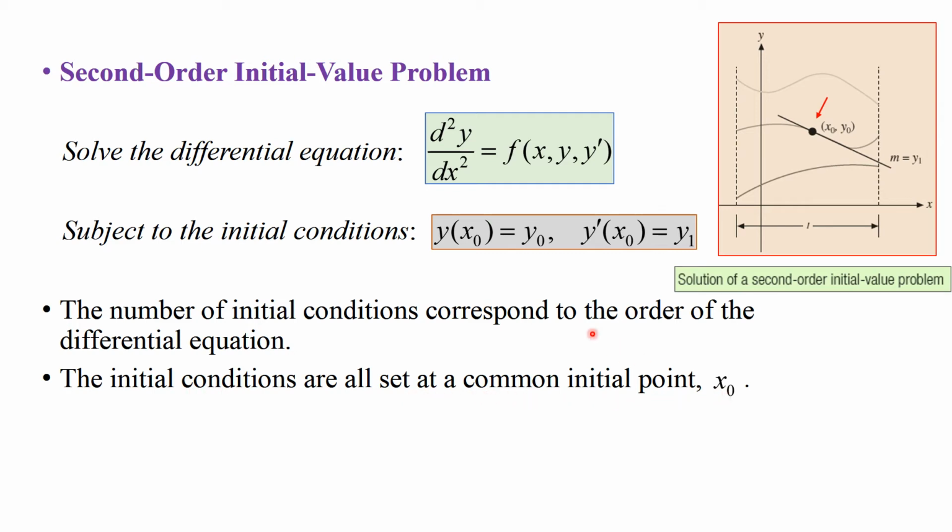So let's look at the second order IVP. The first initial condition is prescribed at the point where x equals x0, and the second initial condition is also prescribed at the same point x equals x0.